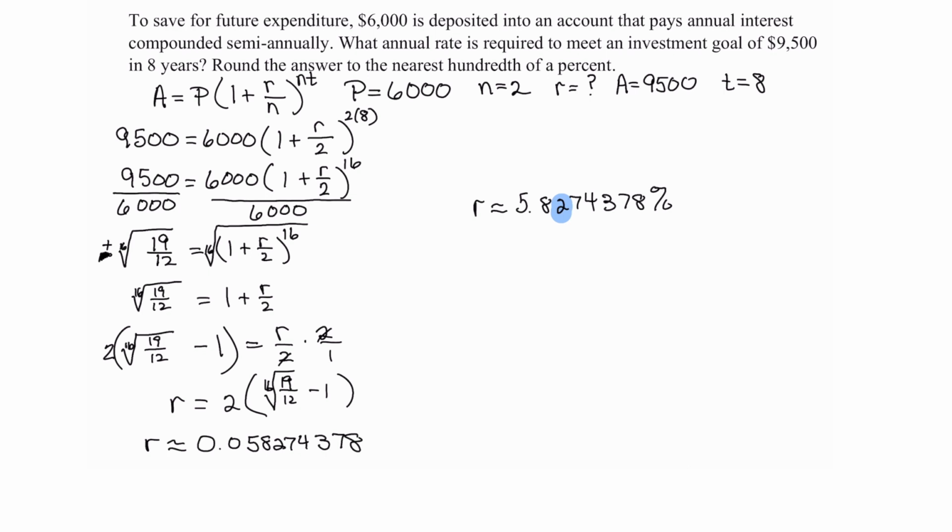And when we look, 7 would bump that up to 3. So I have my rate is approximately 5.83% that we would need in order to attain our goal.